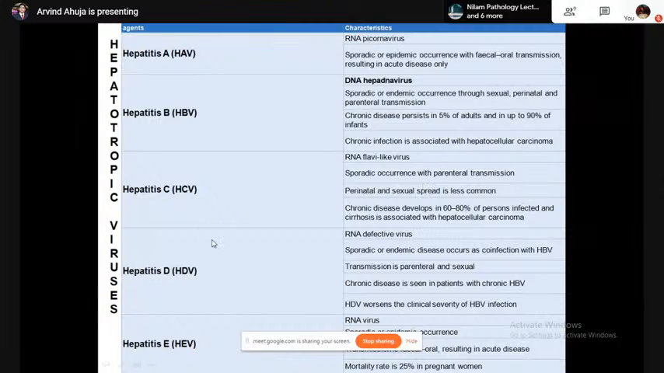And hepatitis D is also an RNA virus, and it occurs in association with hepatitis B, and HDV worsens the clinical severity of HBV infection. And then lastly, hepatitis E is basically a sporadic and periodic cause, predominantly through the fecal route, and it is one of the important causes of acute hepatitis, especially in pregnant women.